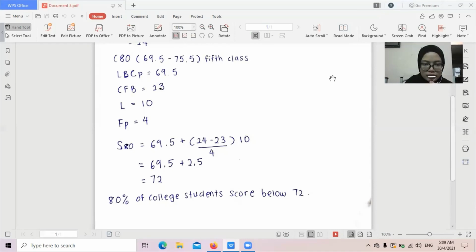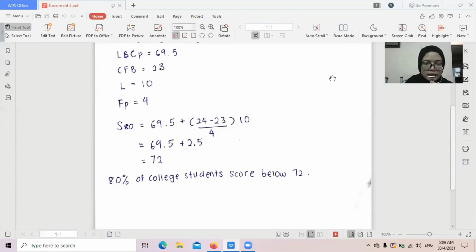So we need to solve the multiply and divide first. So the answer is 2.5. 69.5 plus 2.5, the answer is 72. So 80% of college students score below 72. That's all. Next, my friends will explain question E.